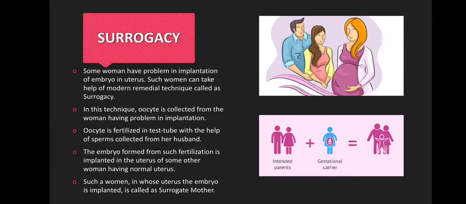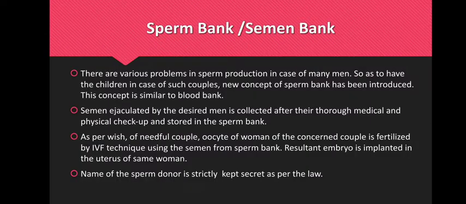Followed? Now as you can see in the picture, intended parents are shown, whose egg cell and sperm are taken and fertilized. The embryo is formed and it is put in the gestational carrier, meaning the surrogate mother, right? And this leads to the development of a whole new baby. This is again a remedial modern technique which is called surrogacy. Followed? Moving on to the next topic, that is sperm bank or semen bank.